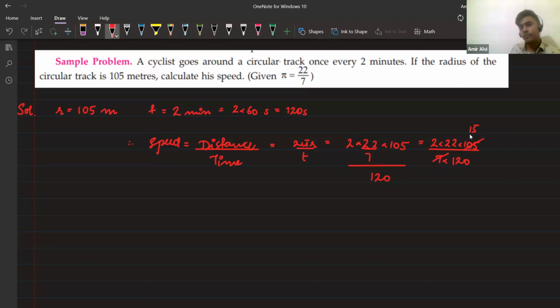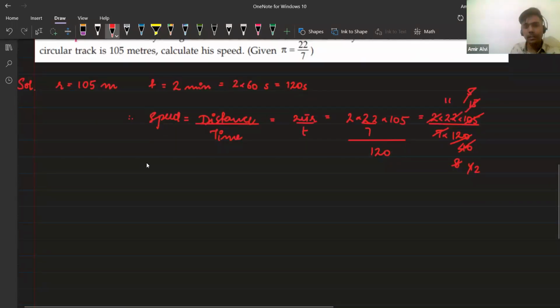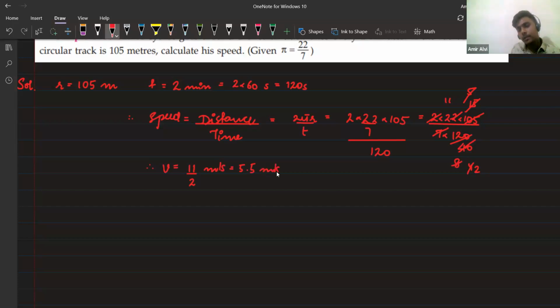And it should be 15 and this will be cancelled. 90 and 3. 5, and this will be 40, and this will be 8, and this will be 4. And this will be 11 by 2 is coming. 11 by 2 is coming, Anam. I think you have made some mistake there. So V is equal to 11 by 2 meter per second, or 5.5 meter per second.